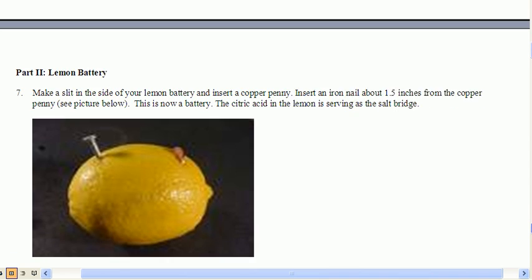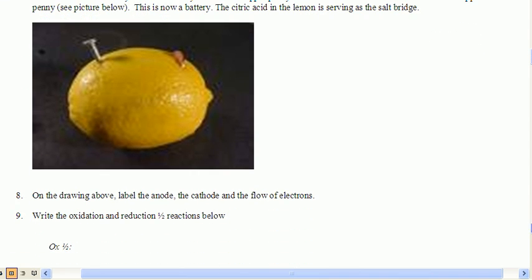Okay, so we got our lemon battery here, labeling the anode and the cathode. That would make the copper here the cathode, and that would make the iron here the anode, because the copper is higher up on the chart. We know that the cathode is the positive side of the battery and the anode is the negative side of the battery.